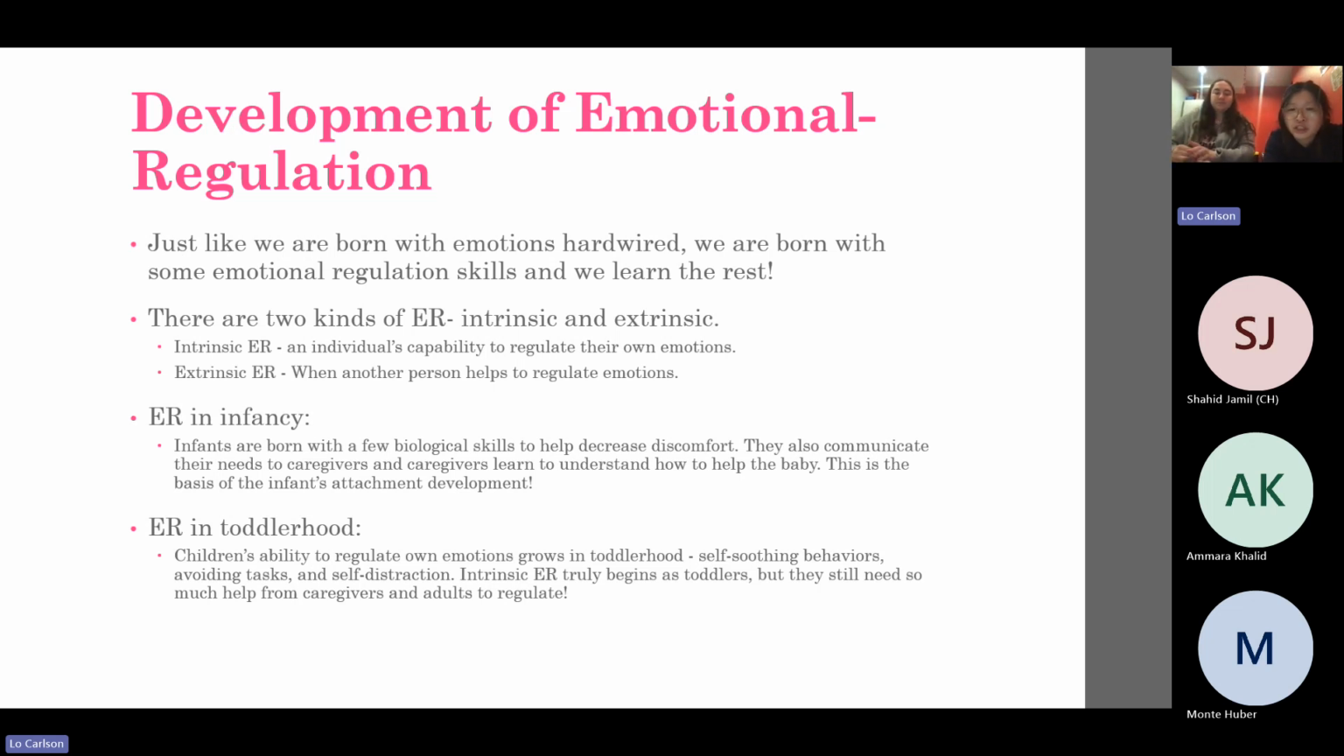So with that, we're going to enter the development of emotional regulation. And on that note, just like how we're born with emotions hardwired, we are also born with some emotional regulation skills, and we learn the rest. There are two kinds of emotional regulation, intrinsic and extrinsic. Intrinsic is an individual's capability to regulate their own emotions, whereas extrinsic is when another person is helping them regulate their emotions, which is co-regulation.